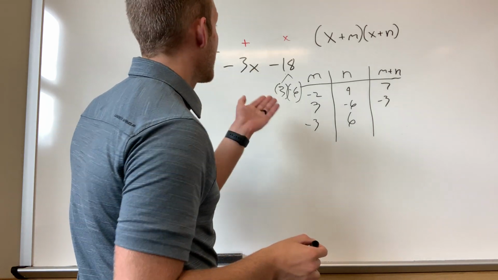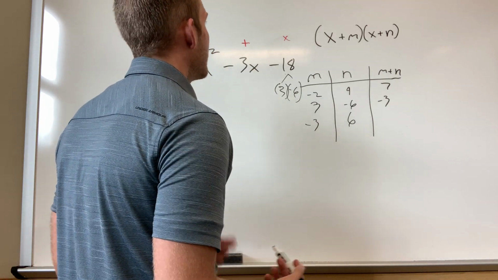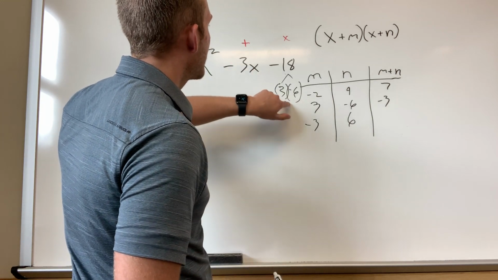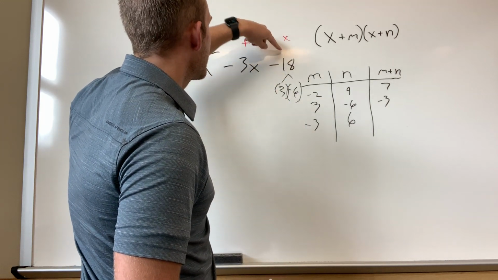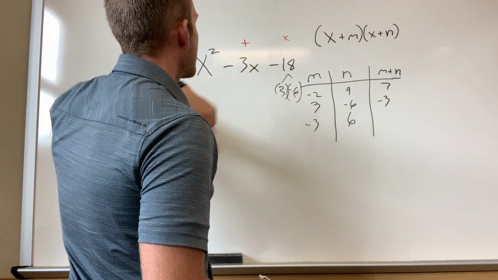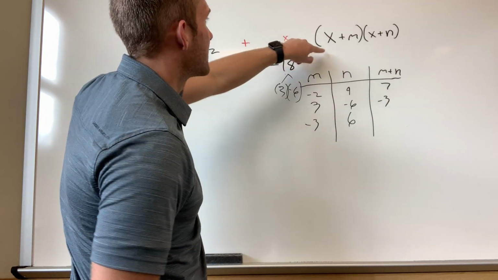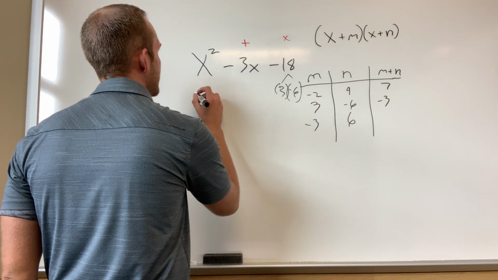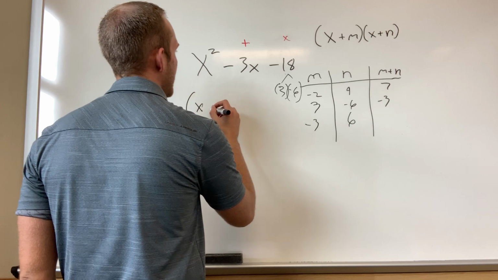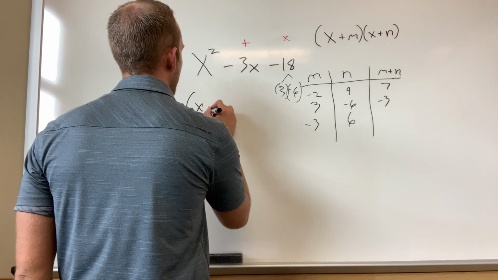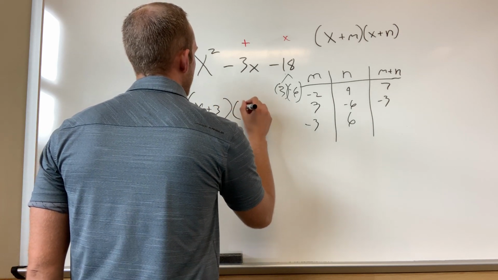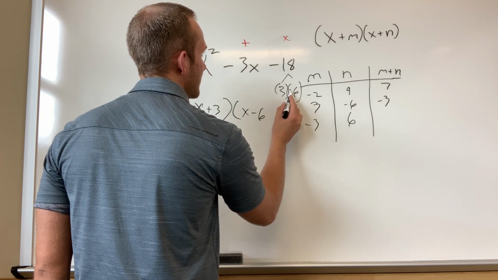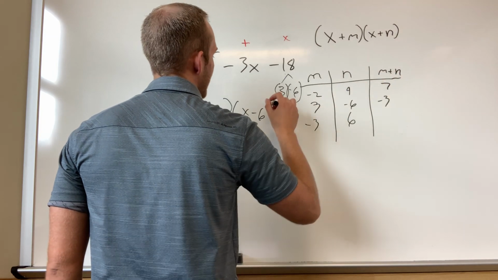Okay, so again, sorry it's a little messy, but you get it. So once we have two numbers that times into this, that add into this, we can plug them right into this equation right here. Okay, so x plus 3, and then x minus 6, because this negative 6 turns this into a negative. Okay.